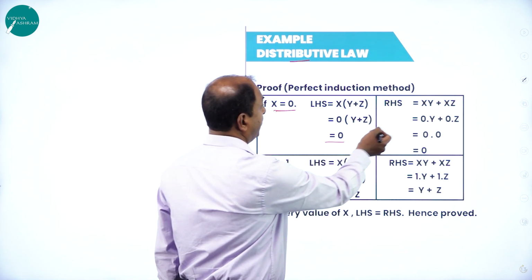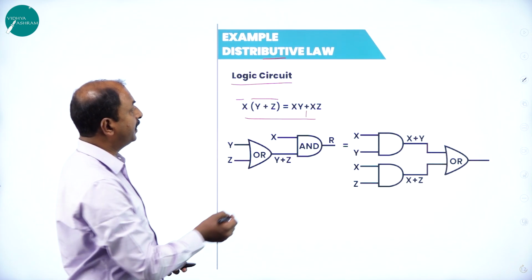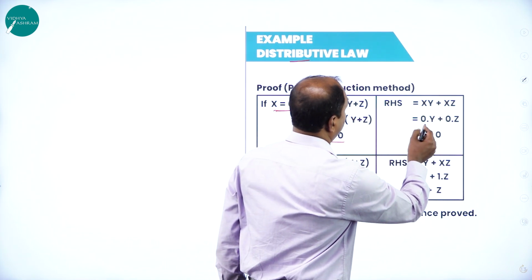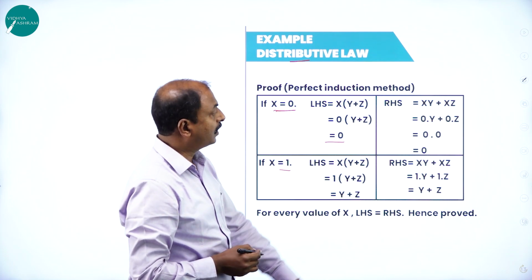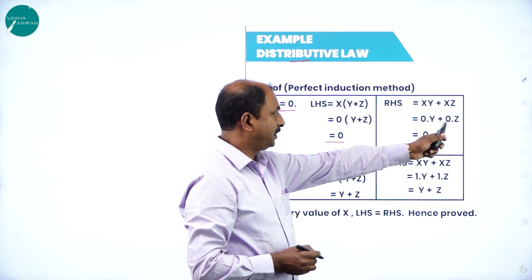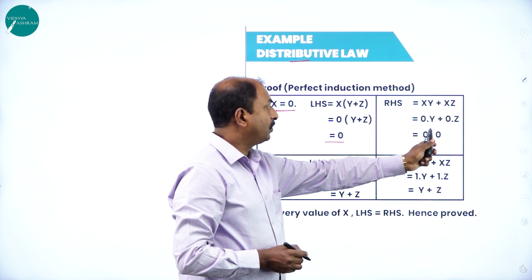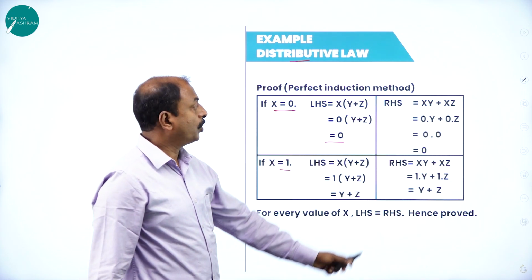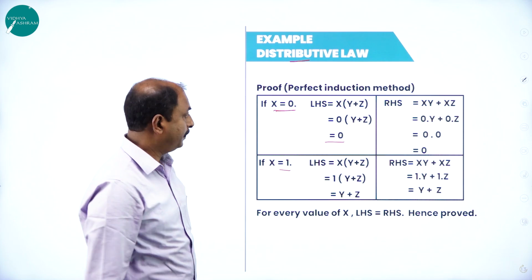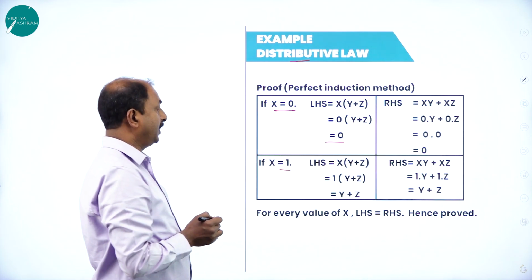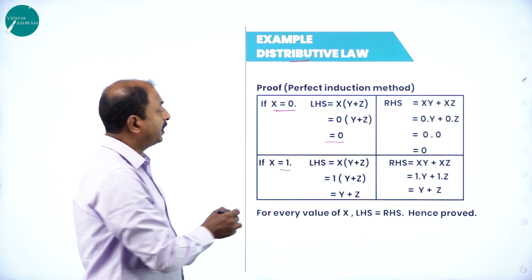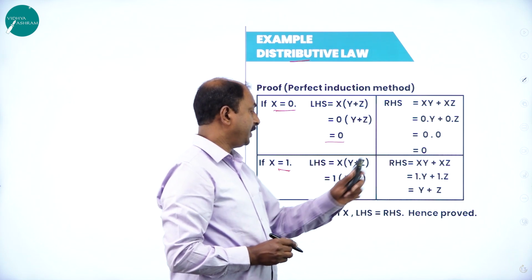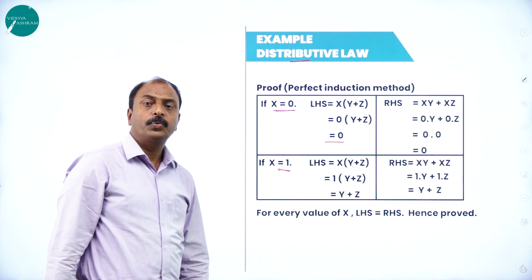Similarly the RHS, the right hand side, is xy plus xz. In xy plus xz, you substitute 0 for the variable x. Accordingly, 0 into y plus 0 into z, and 0 into y is 0, and 0 into z is 0. This is based on the Boolean theorems, the properties of 0 and properties of 1. So we have proved here that LHS equals RHS. Now again we have to prove the same theorem with x equal to 1, and accordingly you will get LHS equals RHS. So this is one method of proving a Boolean theorem.